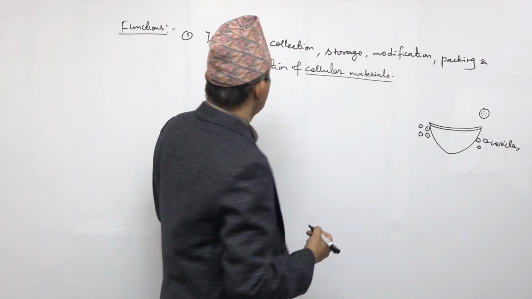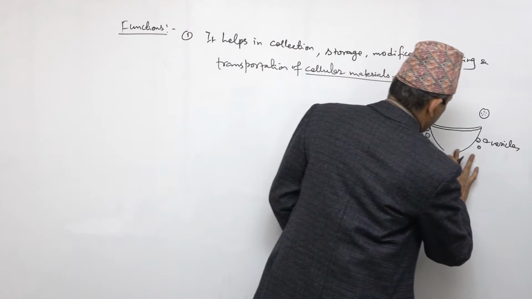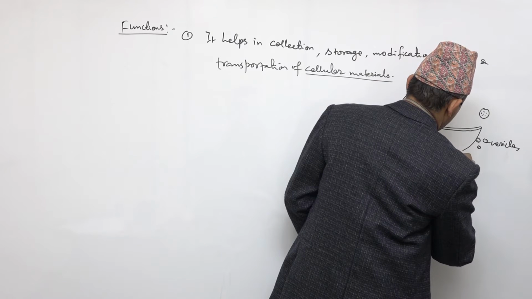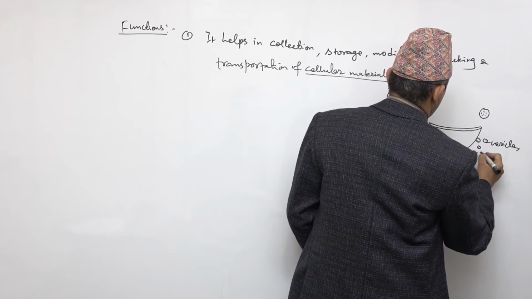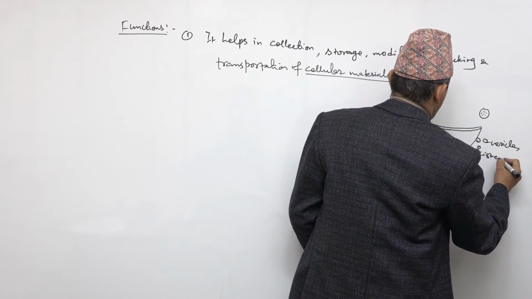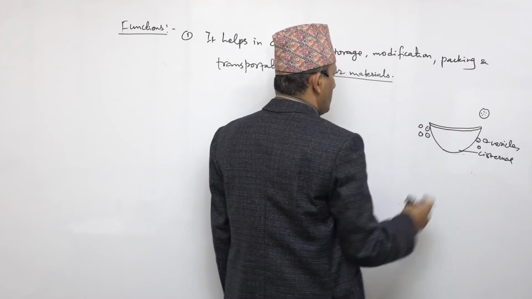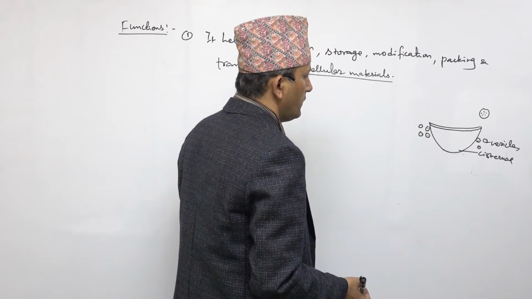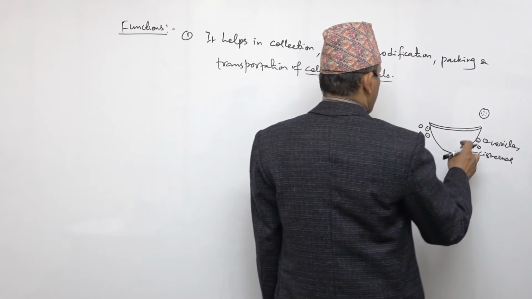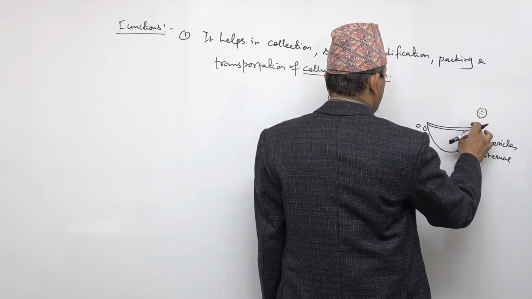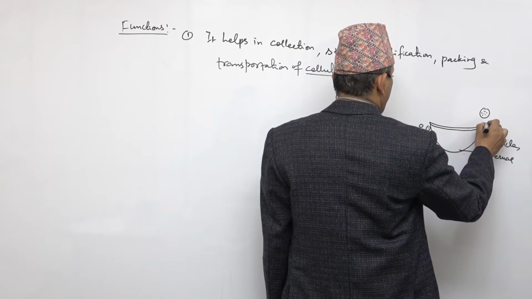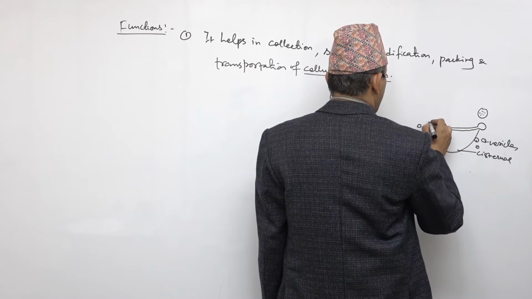After collection, these are stored in this bag known as cistern. The materials are stored in this bag. This is what a cistern is. And the materials stored inside this bag are modified, chemically modified. And then finally, the materials which are modified inside this bag are packed in Golgi vacuoles.